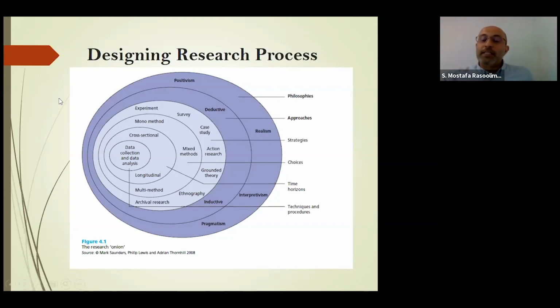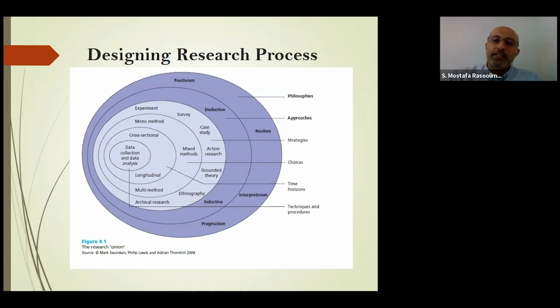This onion is Sanders onion. Actually, I love this onion. And I think all researchers, to understand research and to design a good research, need to understand the different layers of this onion. Of course, also for quantitative research method, we need to understand the different layers of this onion to design our research.